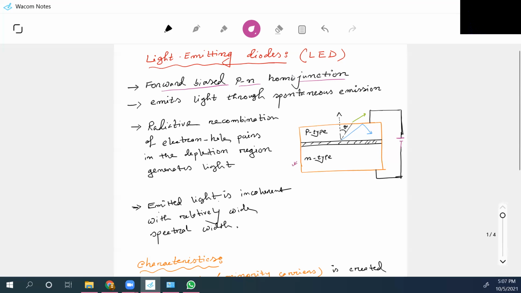In N-type material, the majority carriers are electrons, so this is connected to negative. In P-type, the majority carriers are holes. So the positive holes will be supplied from this positive terminal, and the carriers will be supplied. Thus, this is forward biased.